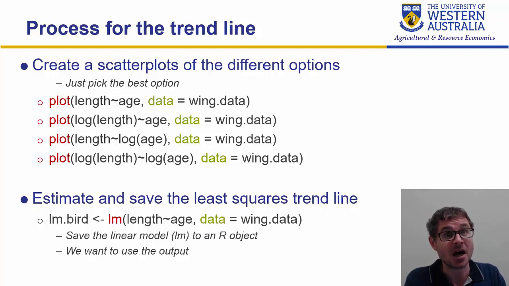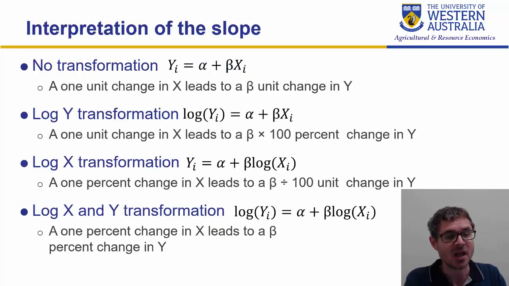Now, just another important recap, if we're applying these transformations to the data, we need to be careful about how we interpret the slope. So our 4 options here, just a recap of what we do. If we have no change in the x or the y, the interpretation of the beta or the slope coefficient is easy. If we have a transformation of the y, then we have this beta times 100% change in y, so we have this percentage change.